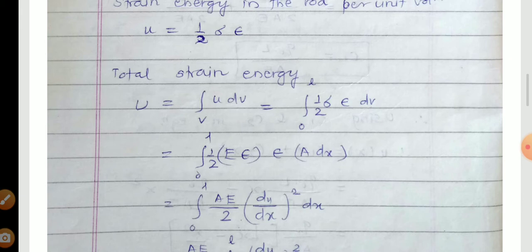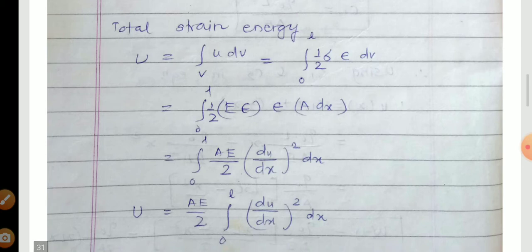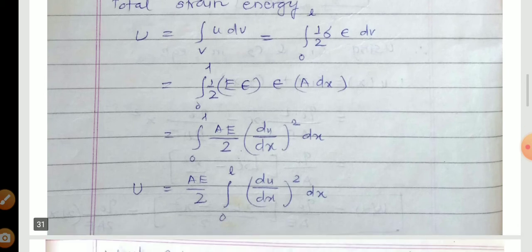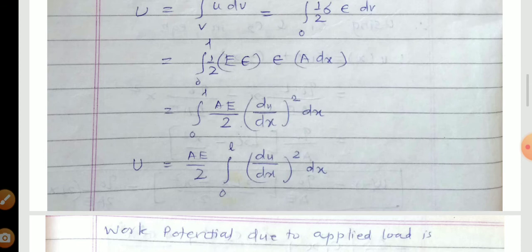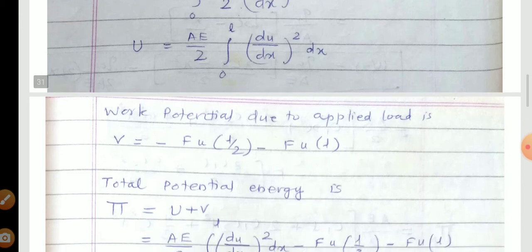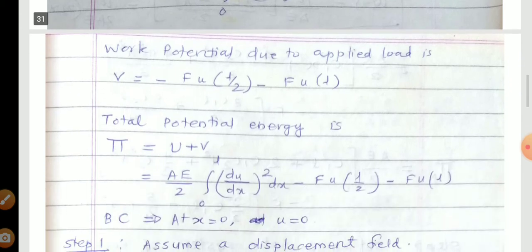After simplification of this integral, sigma is E into epsilon and dV is A dx. So it will take the form integral from 0 to L of AE by 2 into (du by dx) square into dx. Take E by 2 outside the integral, so U is AE by 2 integral 0 to L of (du by dx) square dx. So the work potential due to the applied load is given like this.